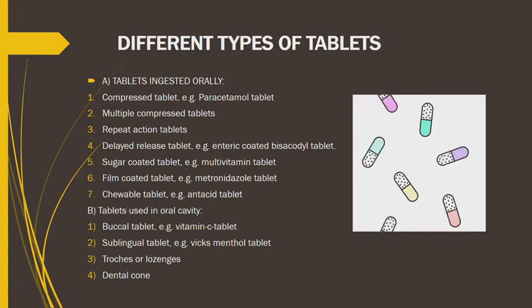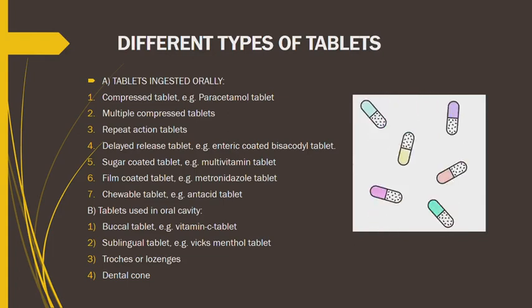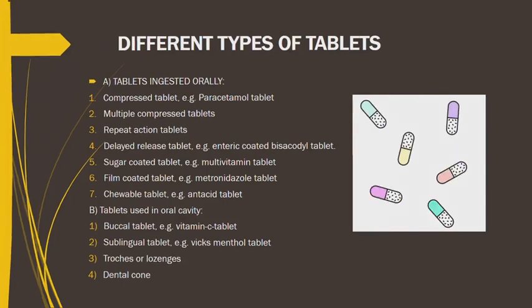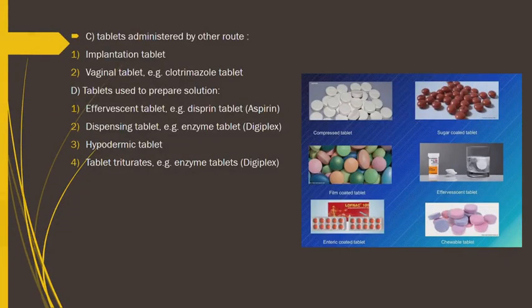Third is troches or lozenges. Fourth is dental cones. Next category is tablets administered by other route. First is implantation tablets. Second is vaginal tablets, that is clotrimazole tablets. Fourth category is tablets used to prepare solutions.